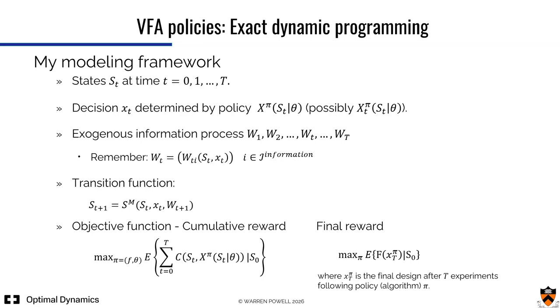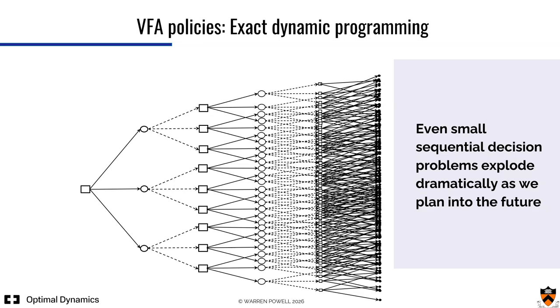Then we write out the objective function where we're optimizing over policies. Right now we're focusing on the value of policies, but we can do cumulative reward, we can do final reward, it doesn't really matter. I'm going to generally, as a default, go with cumulative reward.